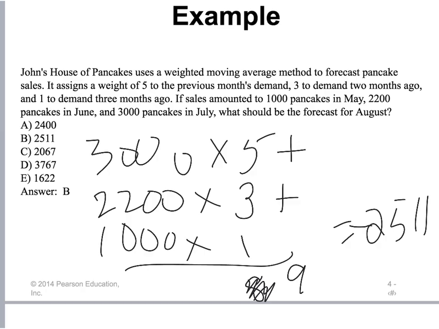So it's the most recent, which is 3,000, times the 5, plus 2,200 times the 3, and then the 1,000 times whatever is hidden. We call that 1. And then you sum that up, divided by the sum of the weights. So 5 plus 3 plus 1 is 9, to give me 2511, and that's B.